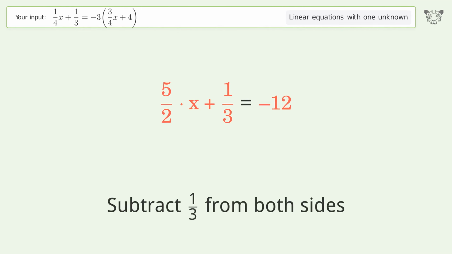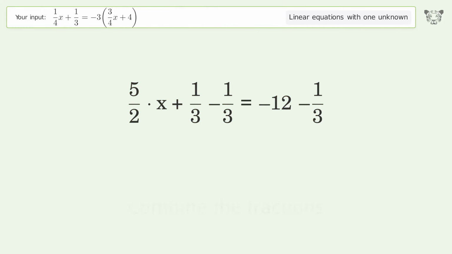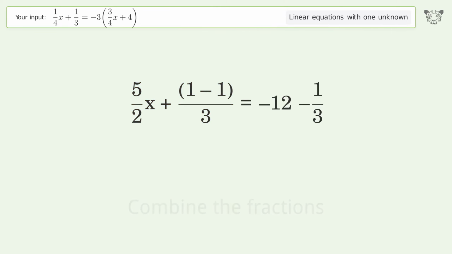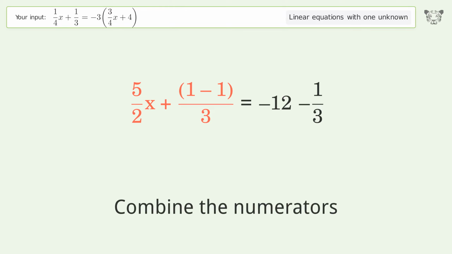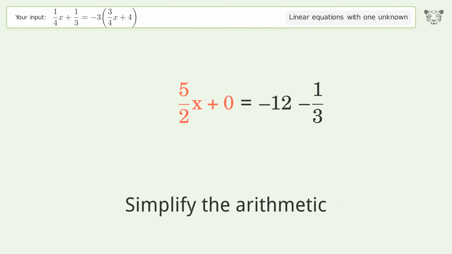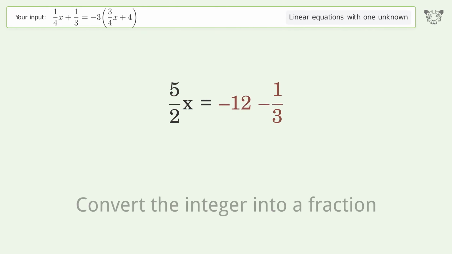Subtract 1/3 from both sides. Combine the fractions. Combine the numerators. Reduce the zero numerator. Simplify the arithmetic. Convert the integer into a fraction.